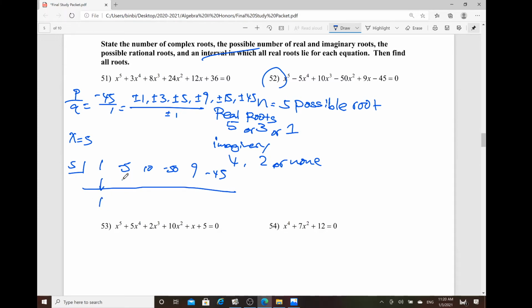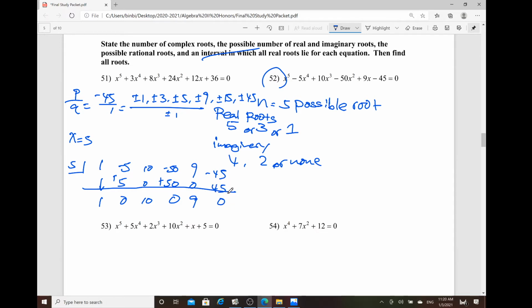So 1 times 5, that's 5. Combine them, so 0. 0 times 5, 0. So then that's 10. 10 times 5, 50. So which is what? 0. 0 times 5, nothing. So 9 plus 0, 9. And then 9 times 5, 45. So eventually the remainder is 0.